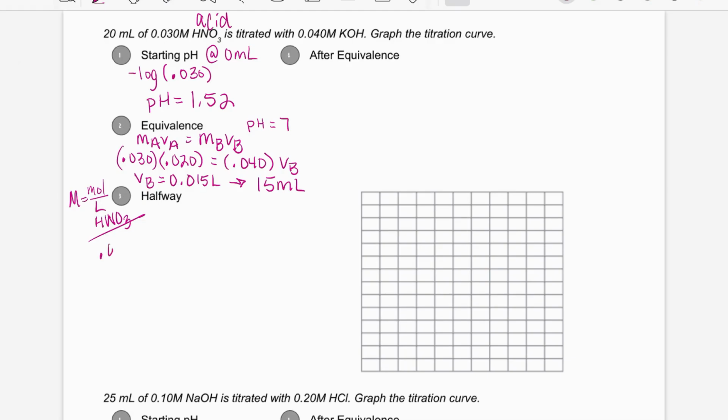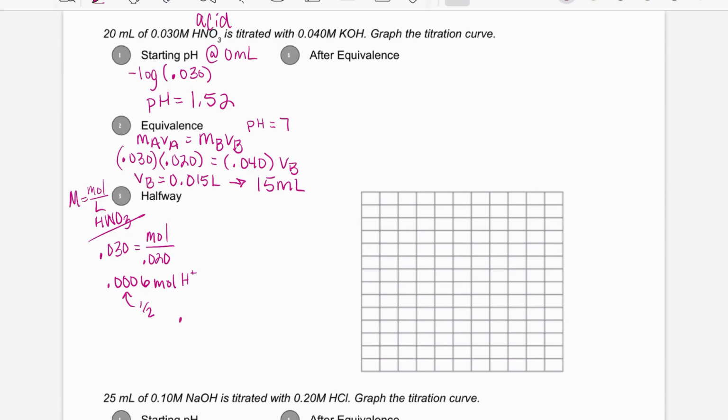So my molarity was 0.030 is equal to moles over the volume, 0.020 liters. So when I multiply, I find that my starting moles is 0.0006 moles. And then I like to put what ion I'm dealing with here, which is H+. Since I'm at the halfway point, I'm going to take half of those moles, because that's what's going to remain, since half of them are going to be consumed with the OH- ion.